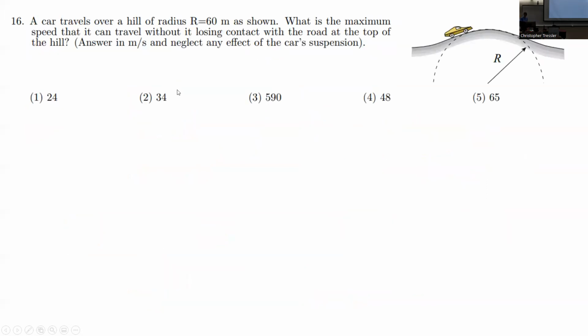Let's see. Okay, cool. A car travels over a hill of radius 60 meters. Once again, that is a key word that we're probably going to be using some form of uniform circular motion here. You can also see the picture. You can already see a circle being made, right? Right here. What is the maximum speed that it can travel without losing contact with the road at the top of the hill? Okay, so it's at the top of the hill, so we're going to say it's right here.